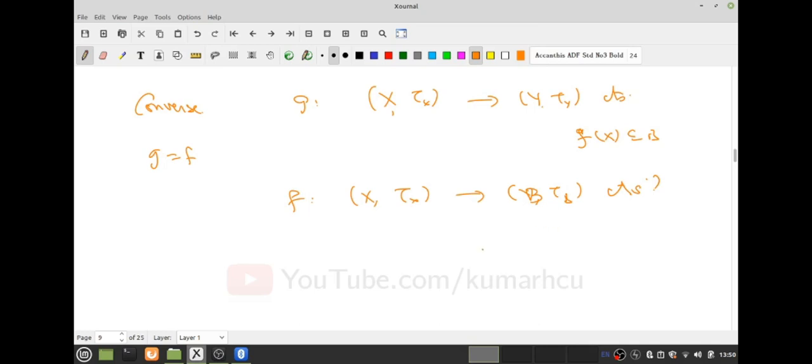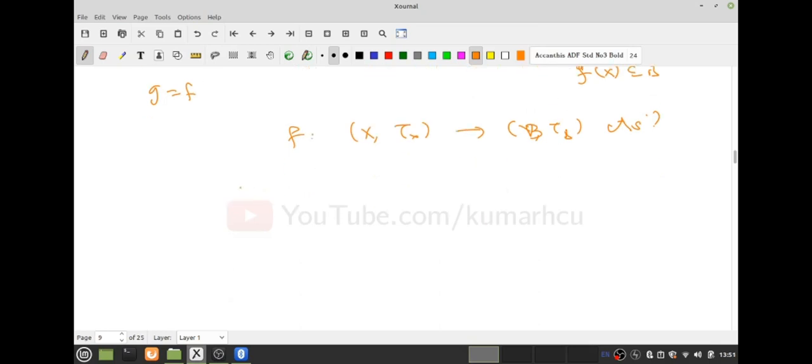So f is given, g is gotten. I said if f is continuous, I proved g is continuous. Now the converse. Consider f as a map from (X, τ_X) to (Y, τ_Y) that is continuous. Then if I consider it as a map from (X, τ_X) to (B, τ_B), is it continuous? If you don't like g, think of it this way.